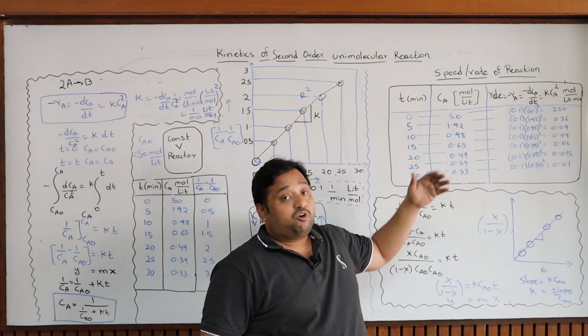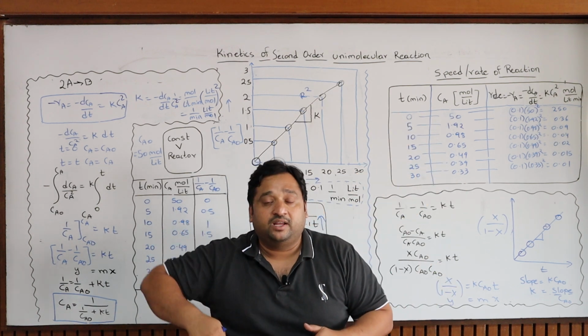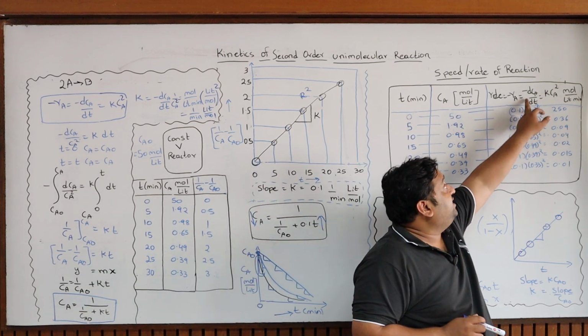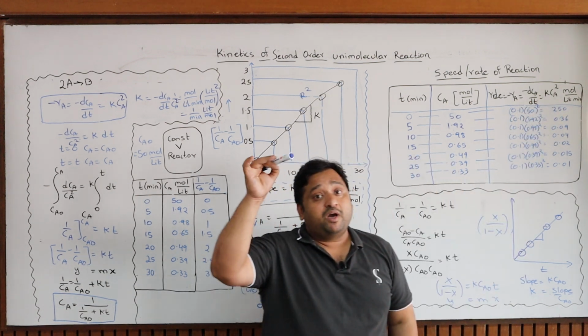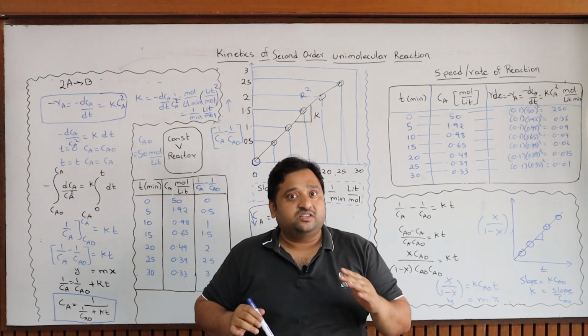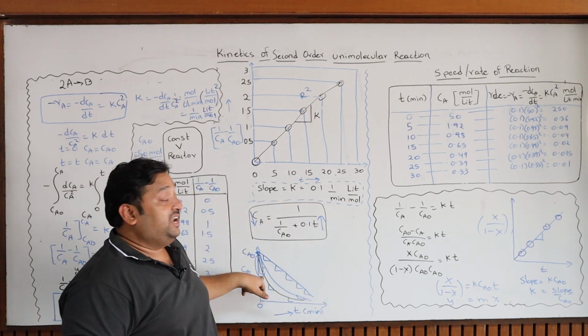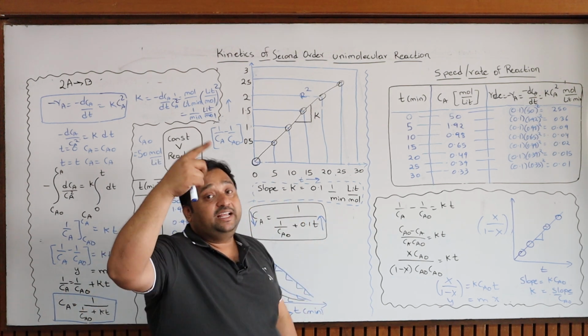As the concentration is dropping, the speed will also drop, because the speed is proportional to concentration square. That is, the more the concentration, the more the speed; the less the concentration, the less the speed. That is the takeaway. That means the slope of the line will be higher as the order is rising.